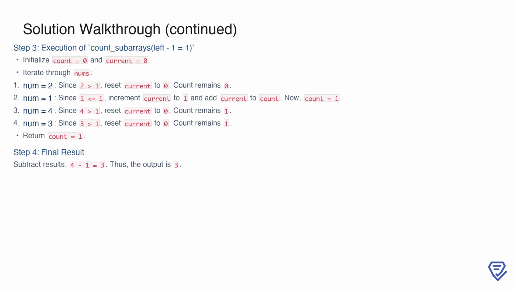Subtracting these results, we find that the number of subarrays where the maximum is within [2, 3] is 4 - 1 equals 3. Therefore, the output for this example is 3.